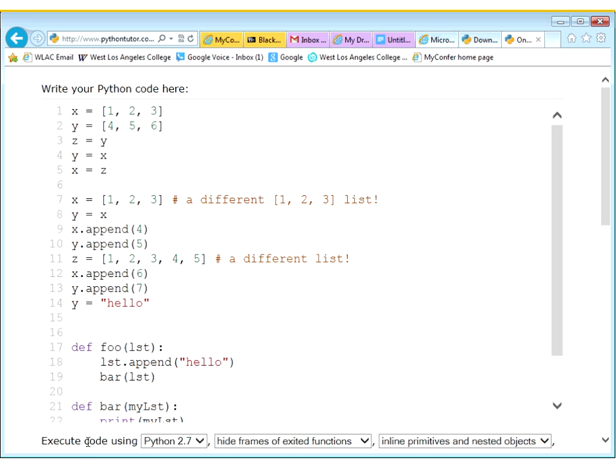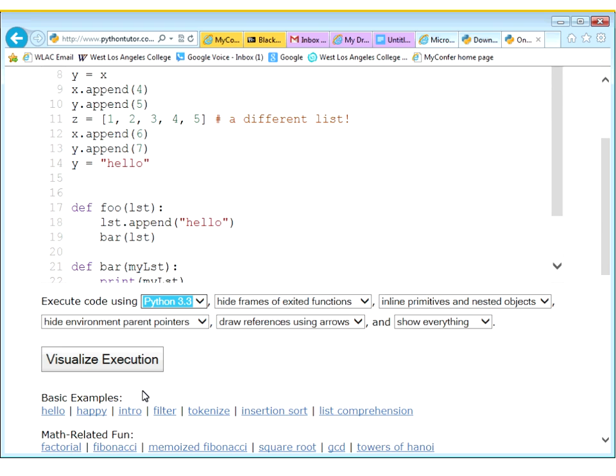Down at the bottom it says executing code using. Notice that there are two versions, and you want to set it to Python 3.3 because we're going to be doing everything in Python 3.3. So you would write your code here. If you look further down, there's a button that says Visualize Execution. Basically it runs this code and shows you the output right on the screen. What's really nice about this is it also shows you all of the constructs and all of the memory locations and everything that you're using in your program.